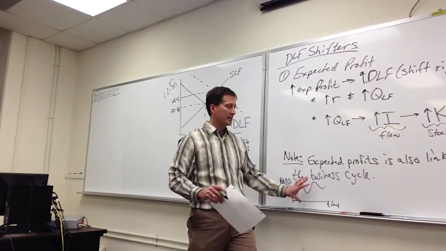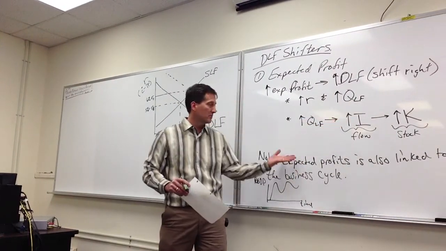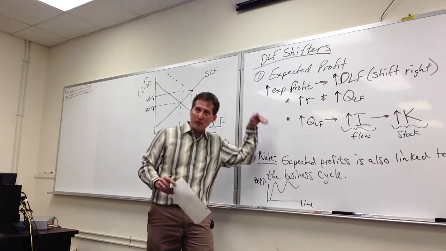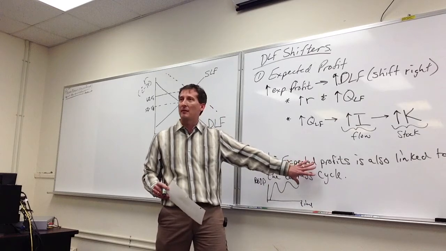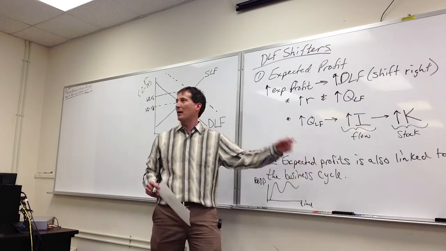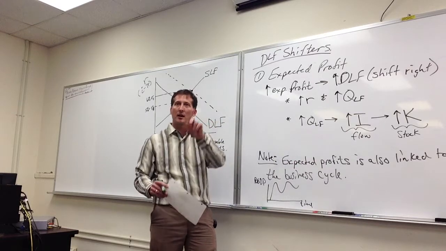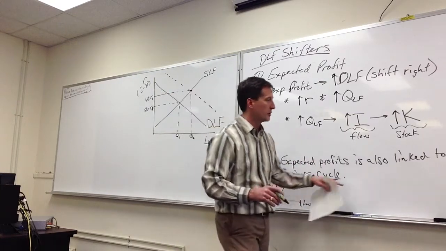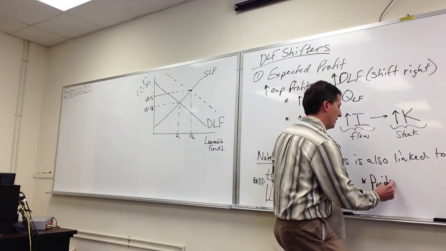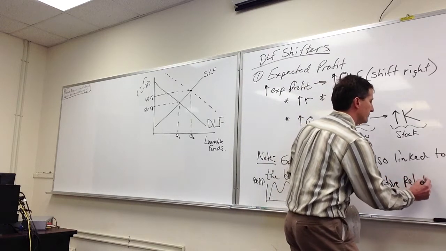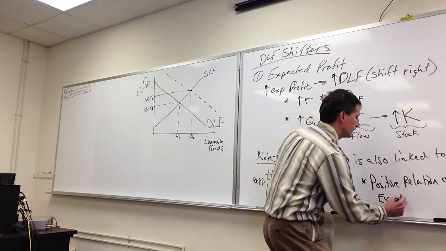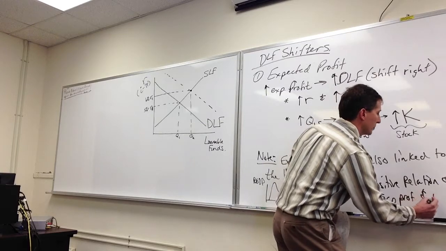So as the economy starts to go through an expansionary phase, people are probably expecting higher profits. If we fall into recession, people have kind of a bleak outlook on the future, then expected profits are falling. So those two things are positively related to each other. So positive relation of expected profits and real GDP.